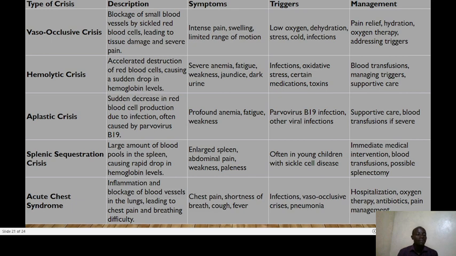So we have five types of crisis. We have vaso-occlusive crisis, hemolytic crisis, aplastic crisis, splenic sequestration crisis, and acute chest syndrome.